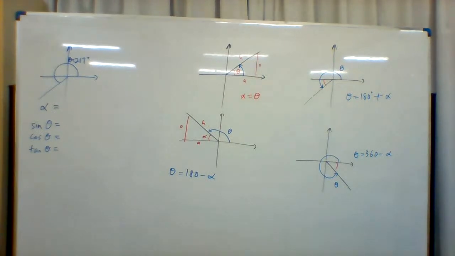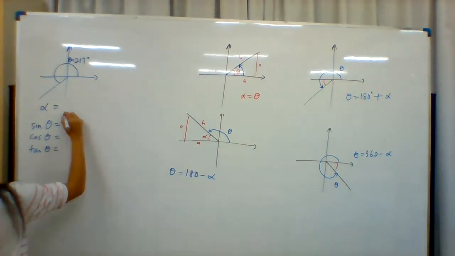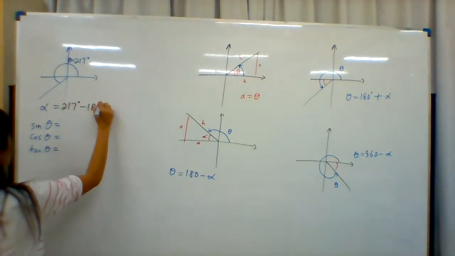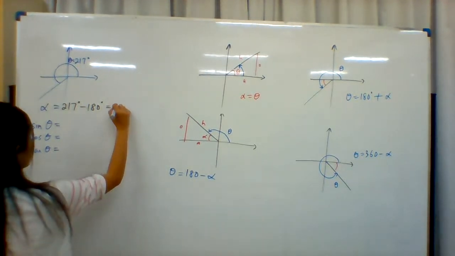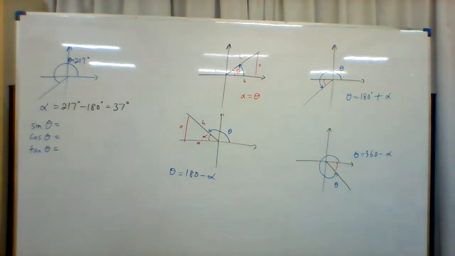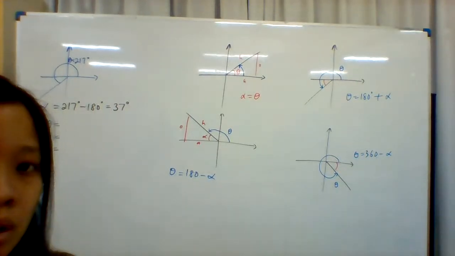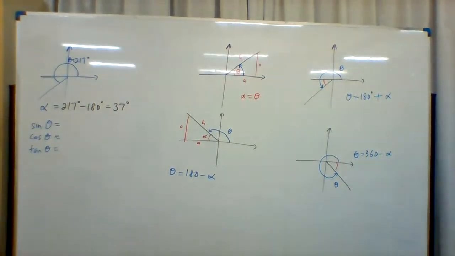Okay? So for here, remember what I told you just now, for the third quadrant, you have to take 180 plus your basic angle to get your theta. But in this case, you are given theta. So if you want to find your basic angle, you have to take theta minus 180. Agree? So you will have 217 minus 180, and then you will get your answer 37. So remember I told you the basic angle is an acute angle. And then you have to look at your sine, cos, tangent.